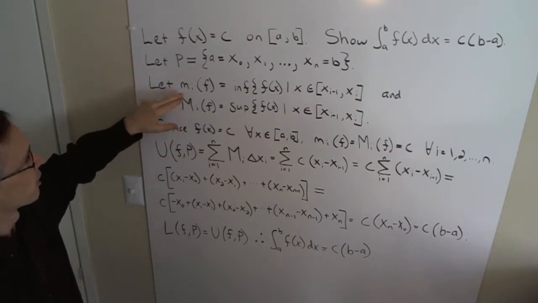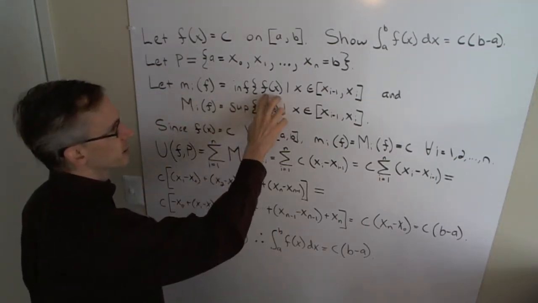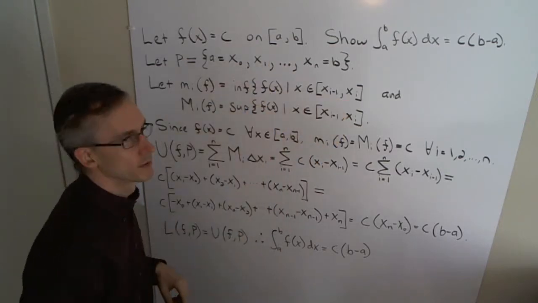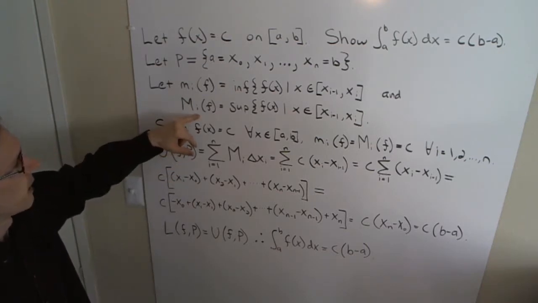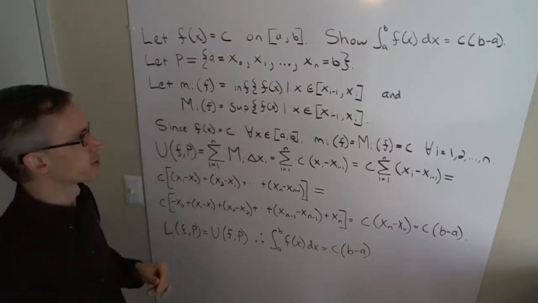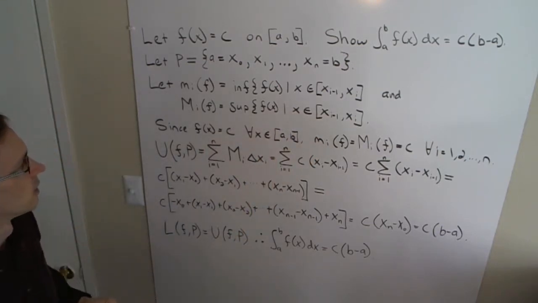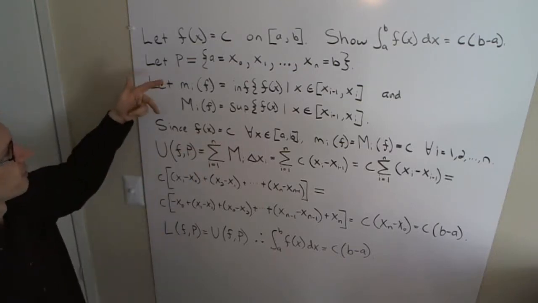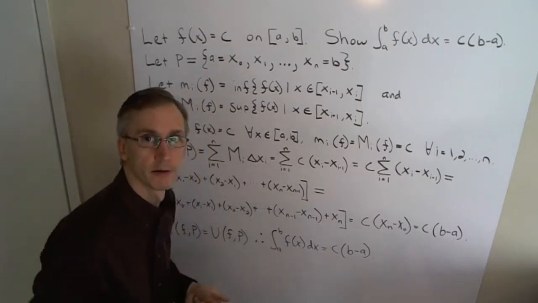The other quantities are m sub I of f, which is the infimum of the function on one of the intervals of the partition. And then capital M sub I of f is the supremum of the function on one of the intervals. Now, since f of x equals c, we know that the infimum and the supremum are both equal to c.